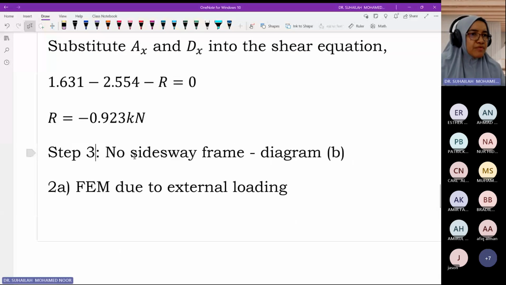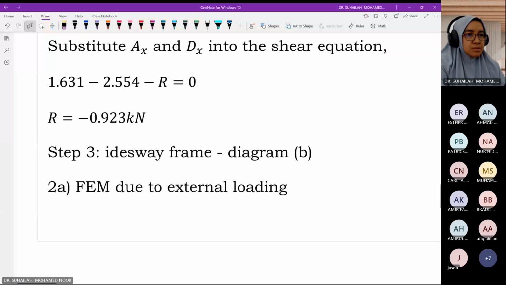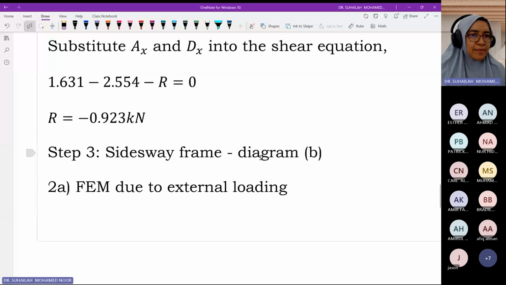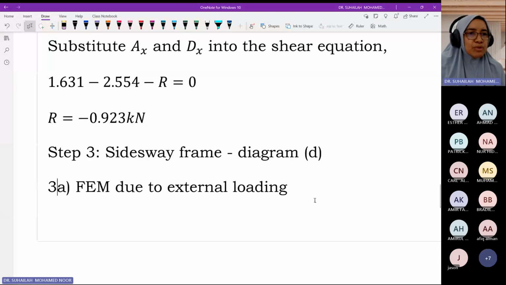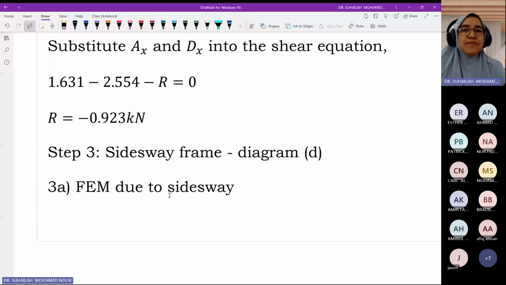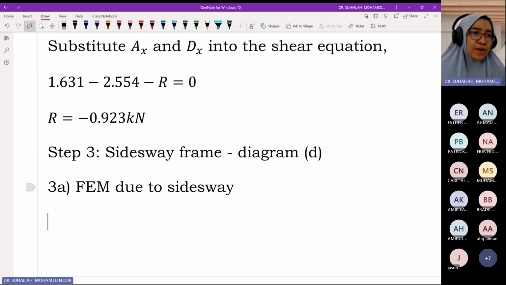Step number 3 is sidesway frame. Diagram D ya. This is diagram D. Okay, diagram D, this is 3A. 3A FEM due to sidesway. So kat sini we have to assume FEM because delta is unknown and remain unknown. Delta is unknown and remain unknown until the end of analysis.